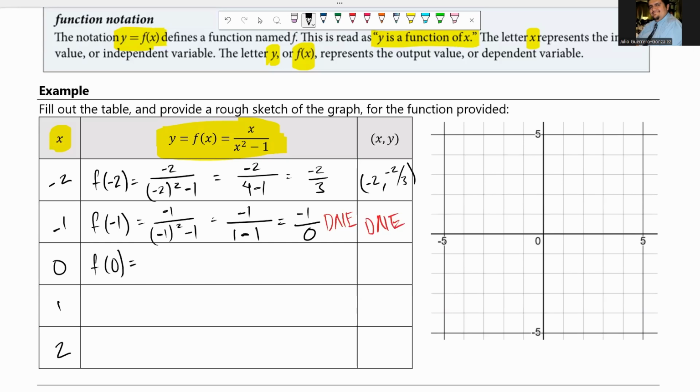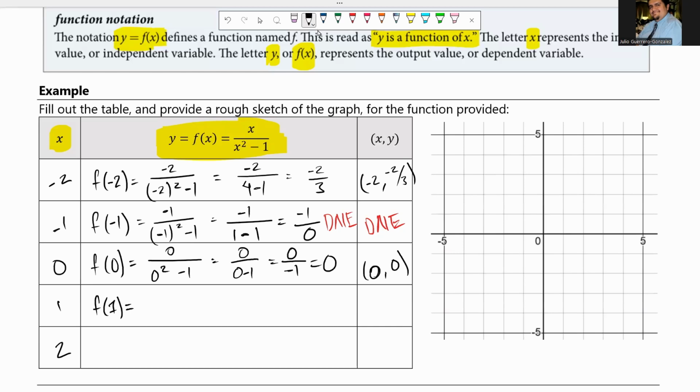Let's go ahead and do f of 0. 0 divided by 0 squared minus 1, 0 divided by 0 minus 1. If the 0 was on the bottom, that does not exist. But this one, let me add one more step here: 0 divided by minus 1, this is actually 0. Okay, this is perfectly fine. The x value that we chose was 0. The y value that we got was 0. We're good.